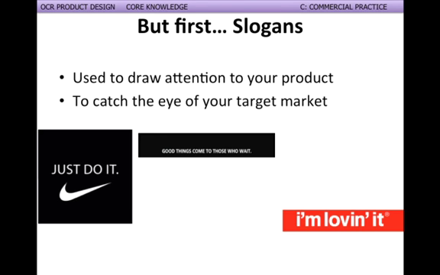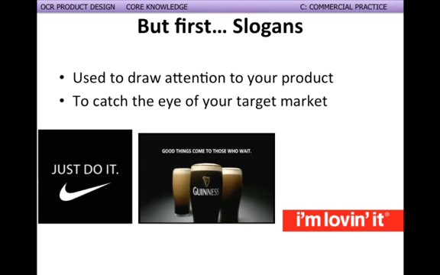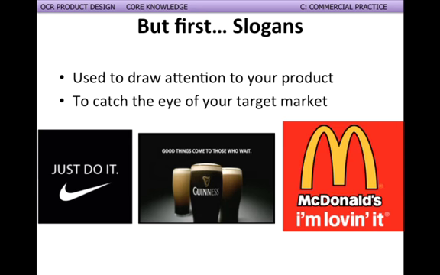Good things come to those who wait was actually the slogan for Guinness, because the whole point of pouring a Guinness is it takes about 180 seconds to actually pour it and let it settle. And the last one, everybody your age tends to get this one, I'm loving it, of course, is the slogan for McDonald's.